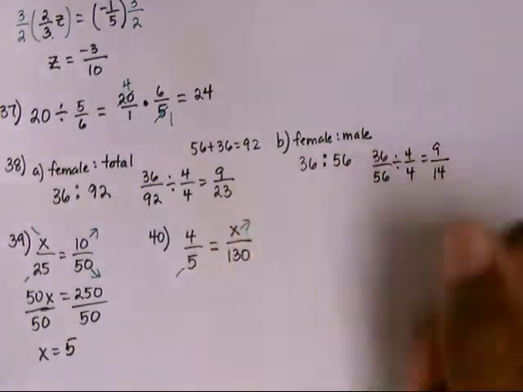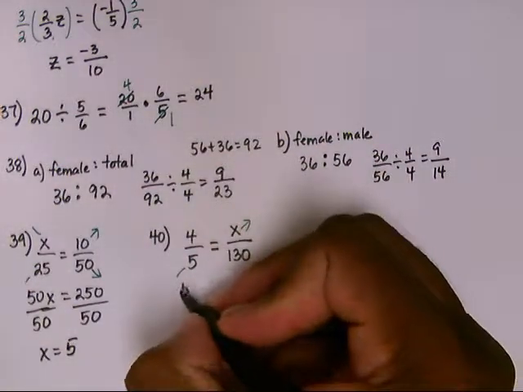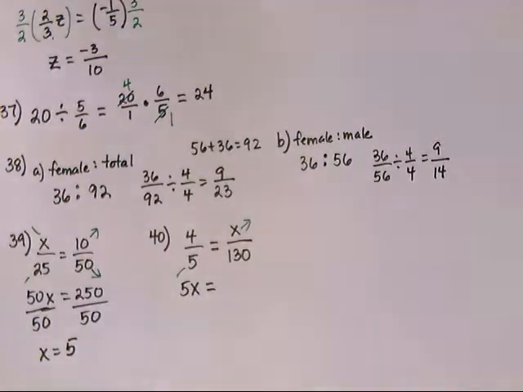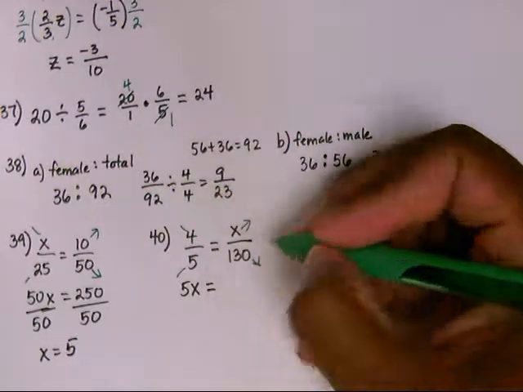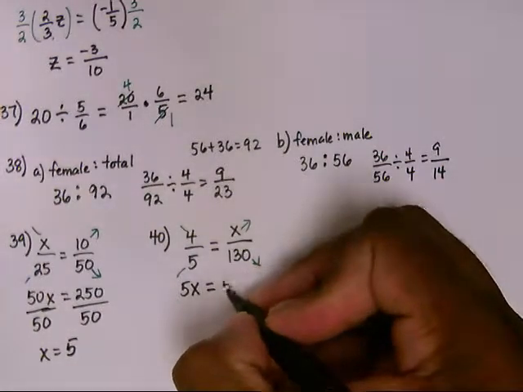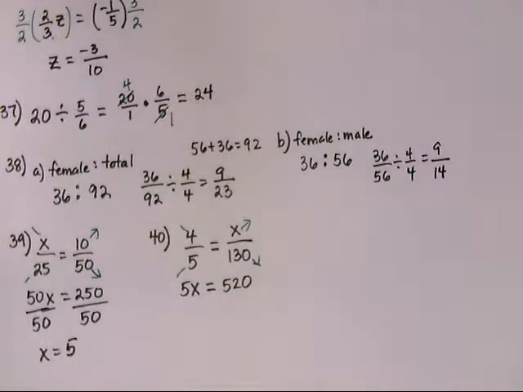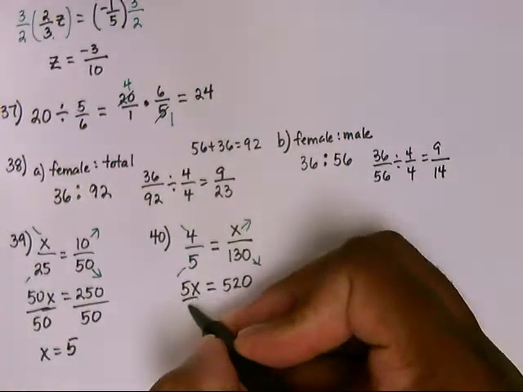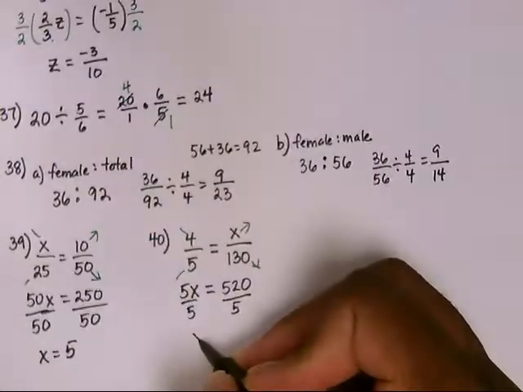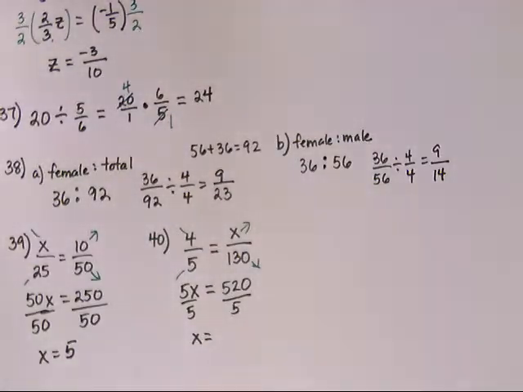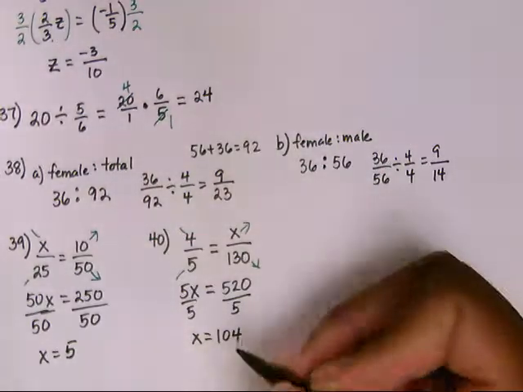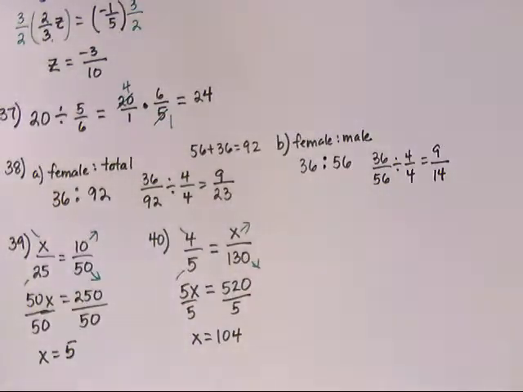Cross multiply 5 times X, that's going to be 5X equal 4 times 130. That's going to give me, I think, 520. Yeah. And then to solve for X, we're going to divide both sides by 5. So that means that X is equal to 104. So to answer the question, for that 130-pound animal, 104 pounds of it is muscle.